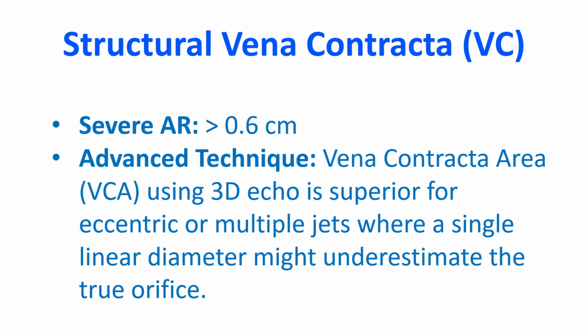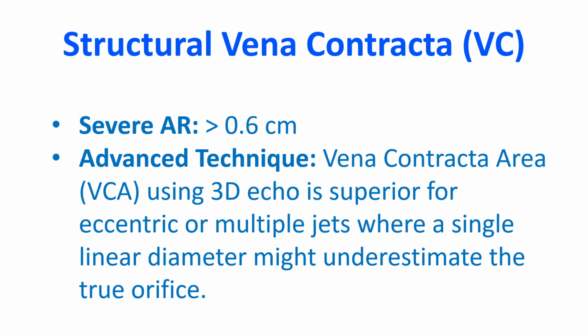Vena contracta represents the narrowest portion of the jet. It is relatively independent of flow rate and driving pressure. In severe AR, it is more than 0.6 centimeter. Vena contracta using 3D echo is superior for eccentric or multiple jets where a single linear diameter might underestimate the true orifice.